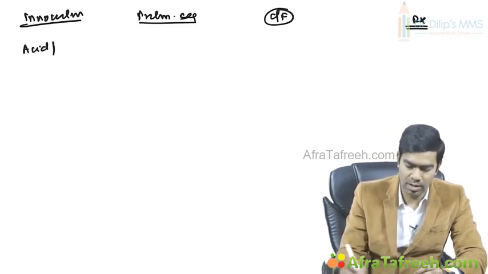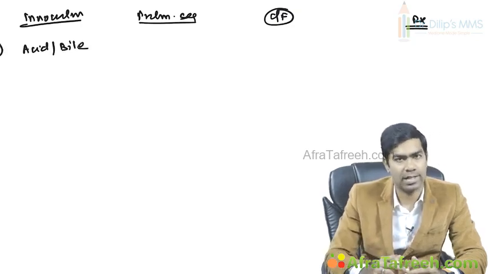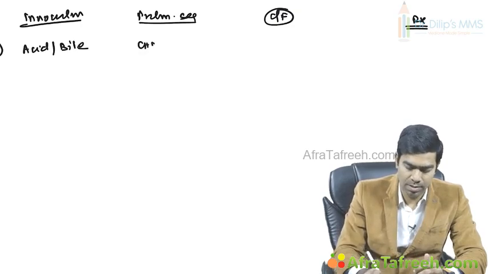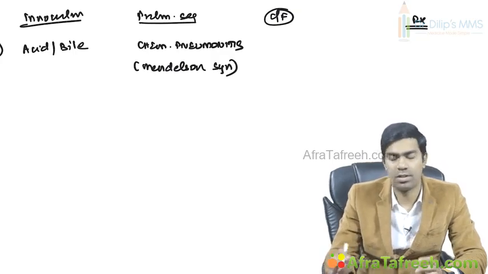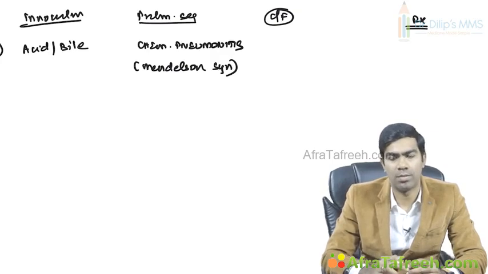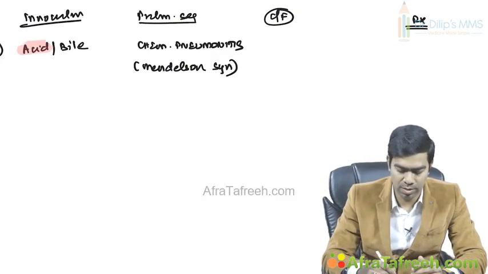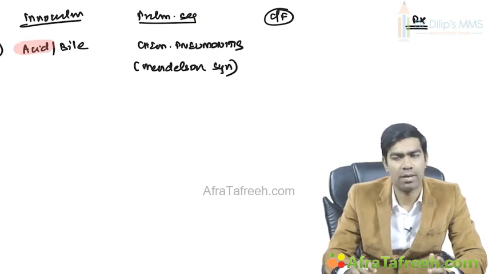The first inoculum: acid or bile. Whenever you aspirate acid or bile, the pulmonary sequela is going to be chemical pneumonitis. And this chemical pneumonitis is what we refer to by the famous terminology called Mendelson syndrome. And how much acid or bile is required to produce chemical pneumonitis? We are going to discuss only acid, because bile aspiration is quite rare, but acid aspiration is very, very common.